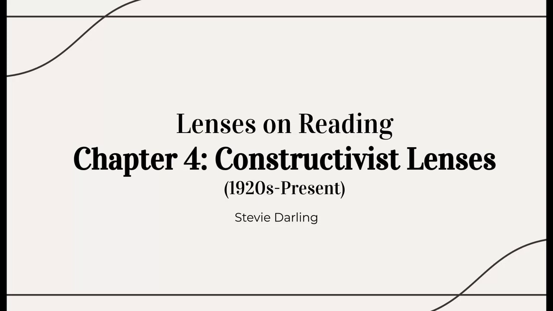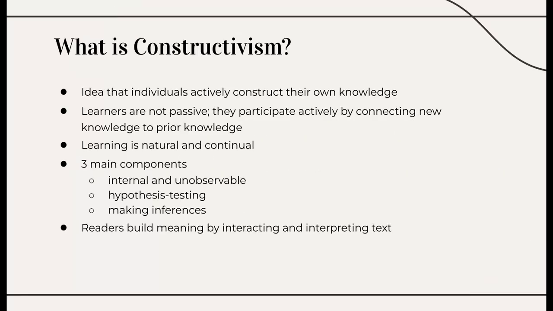Hi everyone. So chapter 4 focuses on constructivist theories. As I present, you'll see that there are some elements of these theories that may align with the science of reading, and there are many that do not. So what is constructivism? This is the idea that individuals actively construct their own knowledge.